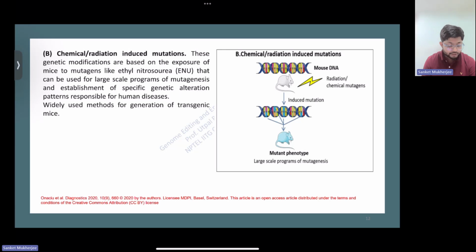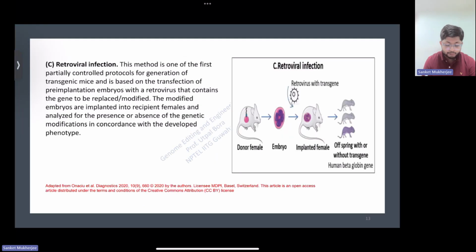Another widely used method for generation of transgenic mice is retroviral infection. This method is one of the first partially controlled protocols for generation of transgenic mice and is based on the transfection of pre-implantation embryo with a retrovirus that contains the gene to be replaced or modified. The modified embryos are implanted into recipient females and analyzed for presence or absence of genetic modification in concordance with the developed phenotype.